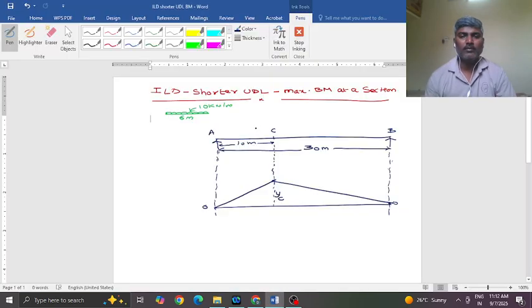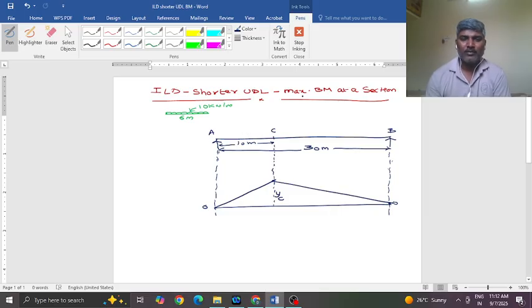Welcome. Today we will see how to use the ILD concept for finding maximum bending moment at a section when there is a shorter UDL. Shorter in the sense the span of the load is 6 meters, whereas the span of the beam is 30 meters. So the load span is smaller compared to the span AB of the girder or the beam.